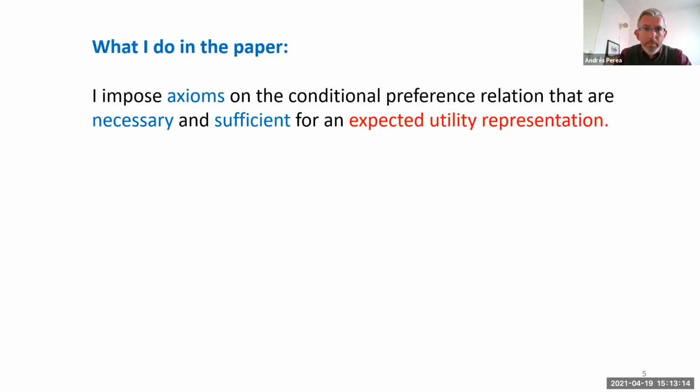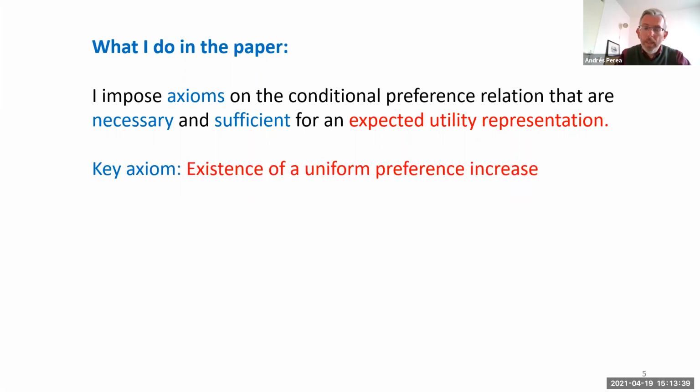Okay, so here's what I do in the paper. I start from a conditional preference relation, and then I impose axioms on these conditional preference relations that are both necessary and sufficient for having an expected utility representation. So I really try to show what is needed on the conditional preference relation such that we can summarize it by means of a utility matrix. And the key axiom, as you will see, will be the existence of a uniform preference increase.